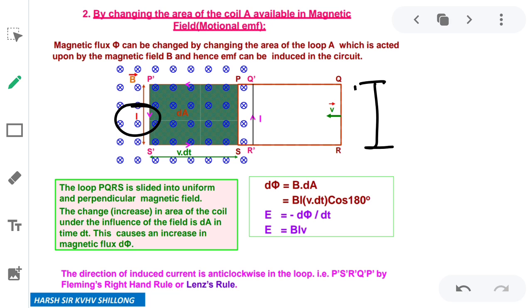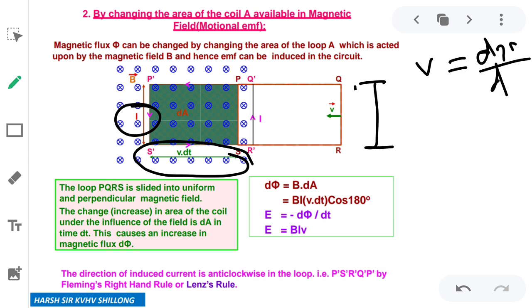And the length of the loop which is inside the magnetic field, that is v dt. We know speed is equal to distance by time, so dx can be v dt. So what will be the area? Area will be L v dt. So flux is B dot A, that is B vector dot dA vector. The value they have replaced, dA is L v dt.